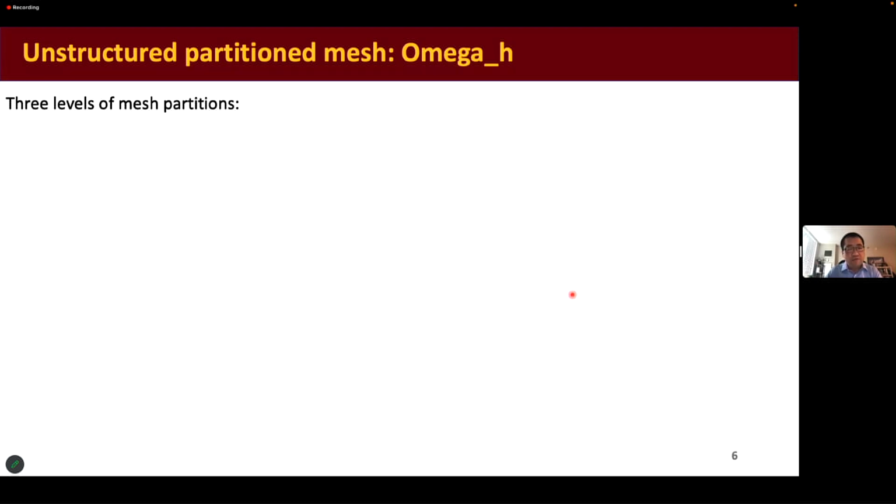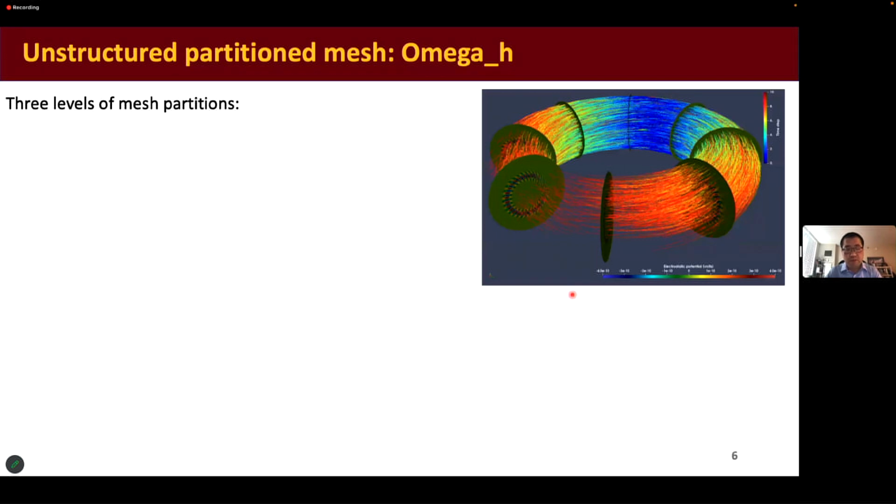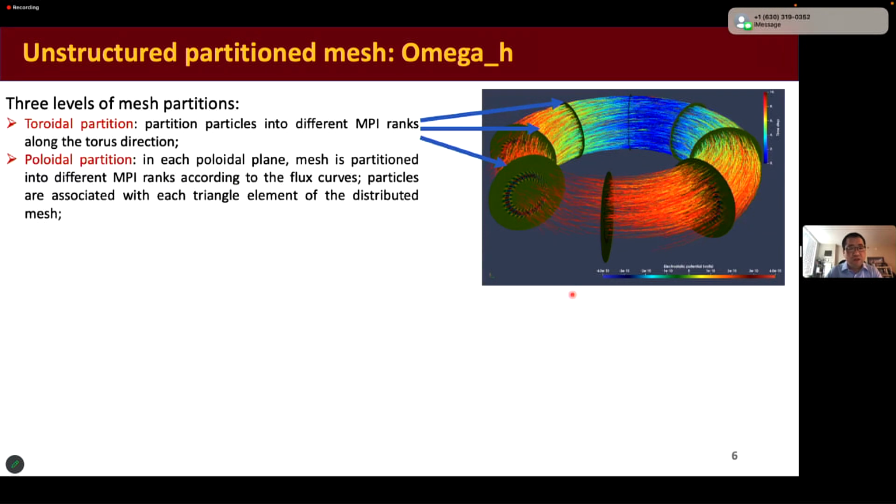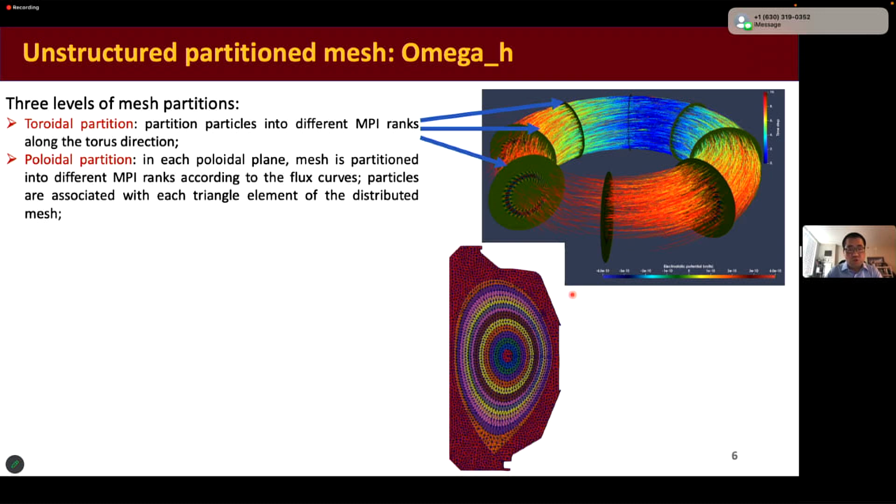So we have a 3-level mesh partition. Using the same tokamak example shown here, first we have the toroidal partition. Basically, we partition particles into different MPI ranks along the torus direction. Different sections correspond to different partitions here, and then we have the poloidal partition. This corresponds to one poloidal plane, as we call it in the fusion plasma community. Within each poloidal plane, the mesh is partitioned into different MPI ranks according to the flux curve.